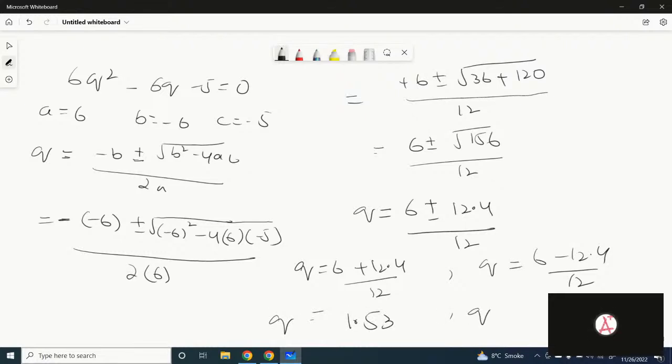And the second one would be 6 minus 12.4. It is negative 6.4.